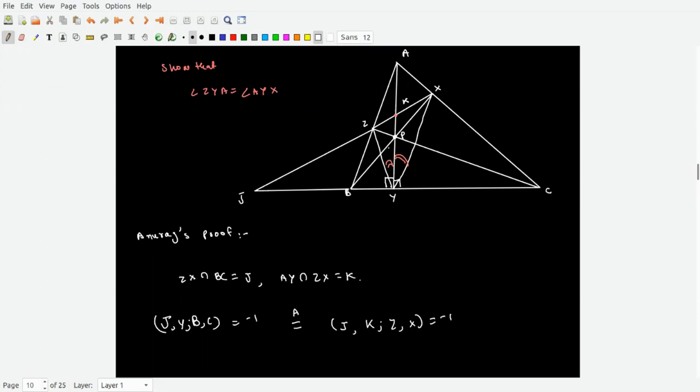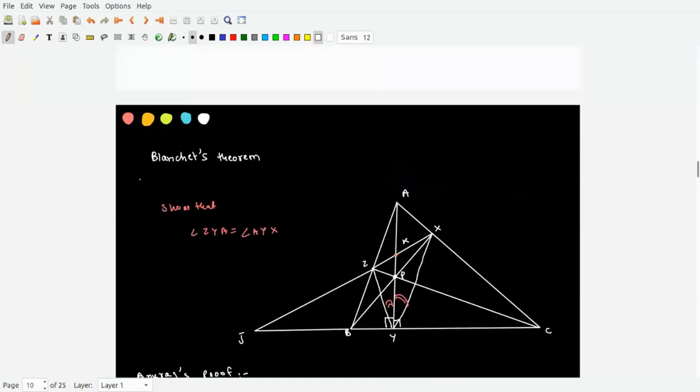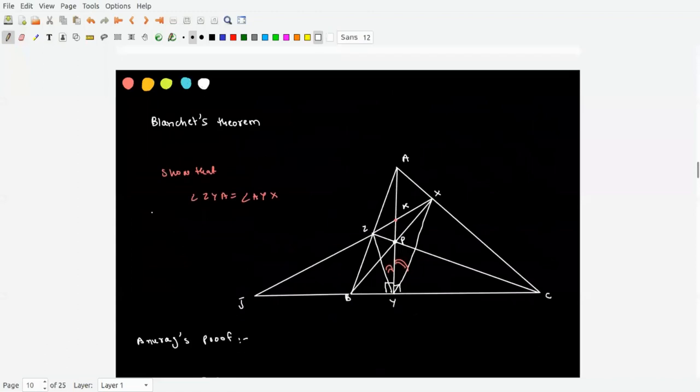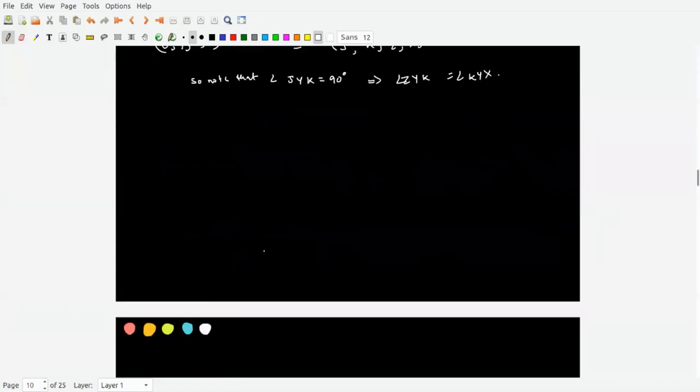Now we also have this 90 degree angle. So note that angle JYK is equal to 90 degrees. We already have this harmonic bundle, and we also have the 90 degrees. What's the most obvious lemma we use? The harmonic bundle angle bisector lemma, which is quite well known. We get that angle ZYK is equal to angle KYX. And we're done. This was the proof of the Blanchet theorem. It was pretty cool.